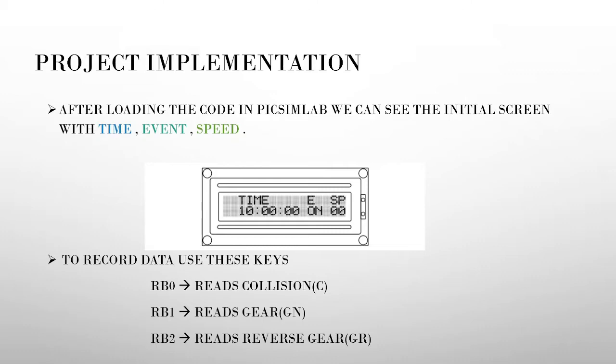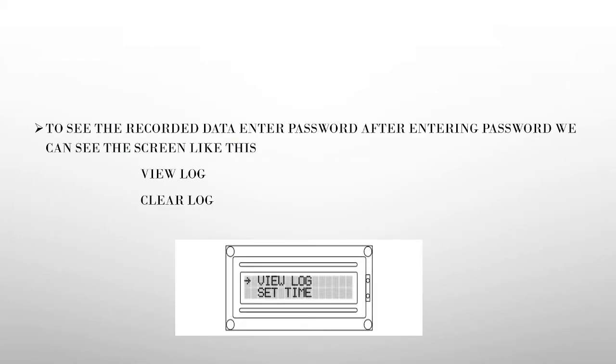So let me go to the project implementation. This is how our project was implemented. After loading the code in Proteus Lab, we can see the initial screen with time, event, and speed. This is the default screen we see when we run our project in the lab. To record, we have to use these keys, RB0, RB1, and RB2. These keys are called tactile switches.